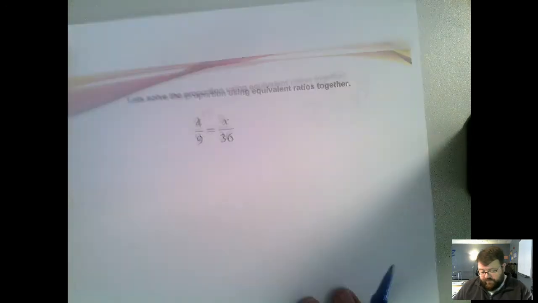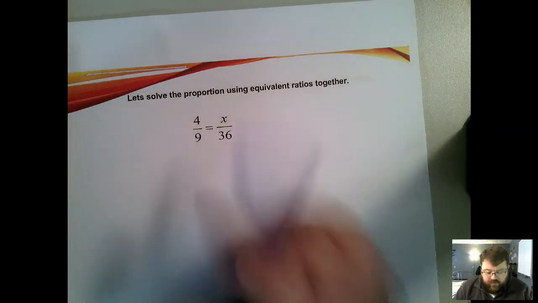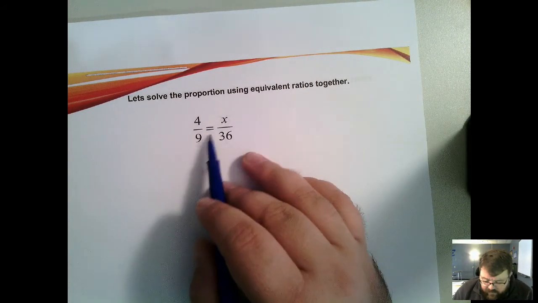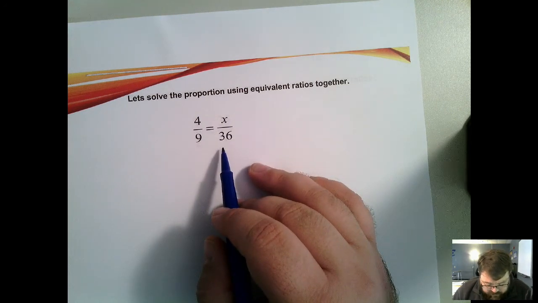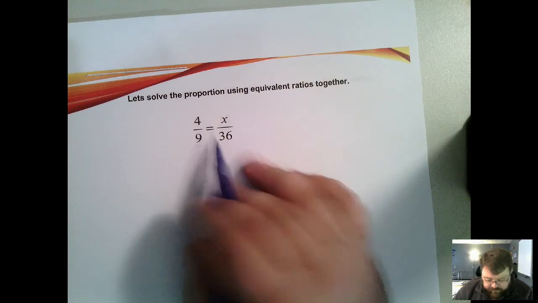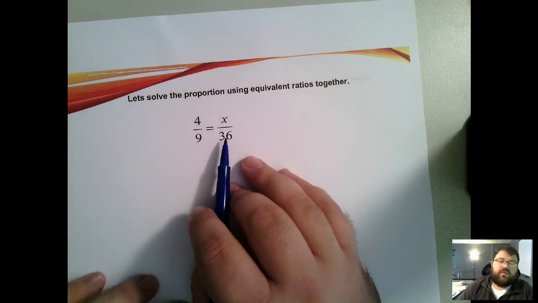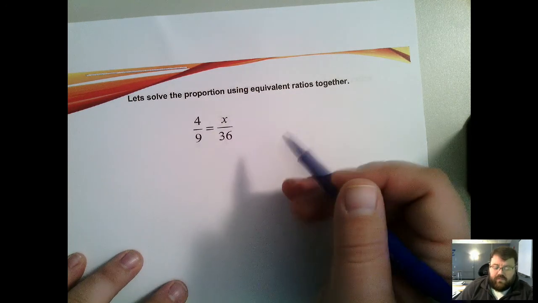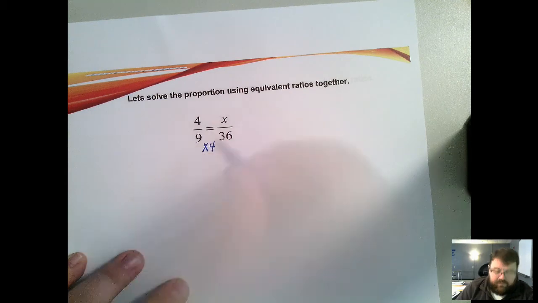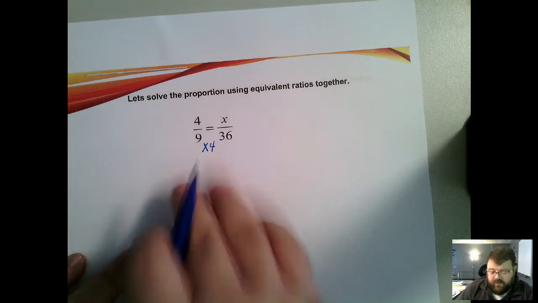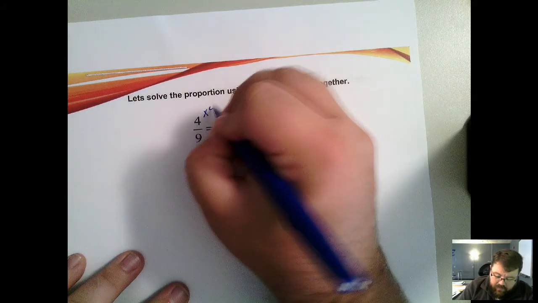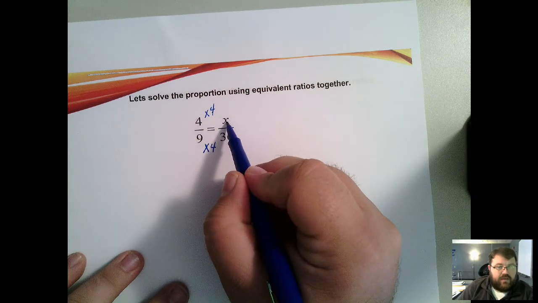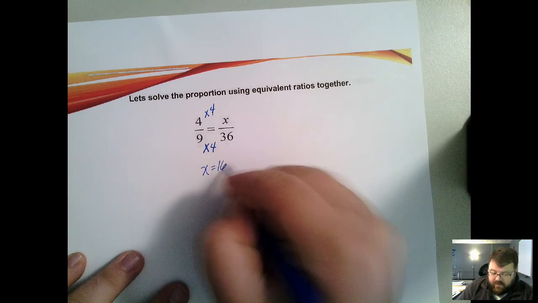Let's do another one together. So here we have 4 over 9 is equal to x over 36. The first thing that I notice is the 9 and the 36. So what do I have to do to the 9 to get to 36? I'm going to multiply by 4. And since I multiplied this by 4, I got to come up here and do the same thing. I'm asking myself, 4 times 4, well, the value of this has to be 16. So x is equal to 16.